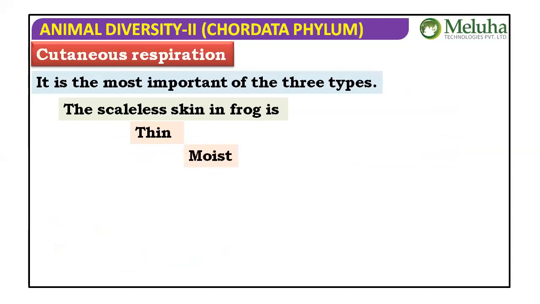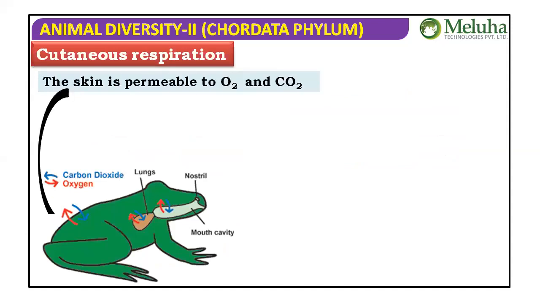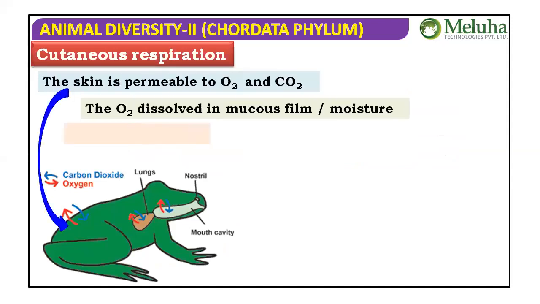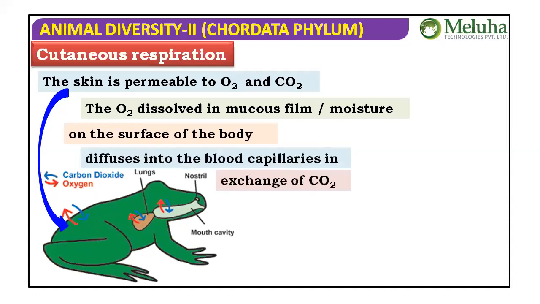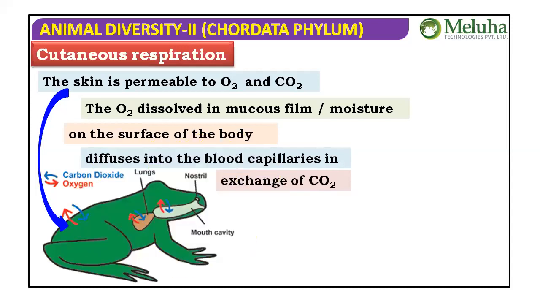So that's why this is very important. This skin should be thin, moist, and vascular. The skin is permeable to oxygen and carbon dioxide because of the moisture, the mucus film present on the skin surface. And that oxygen will dissolve in the mucus film and then go to the blood capillaries in exchange of carbon dioxide occurs here. So that's okay. Exchange of carbon dioxide.